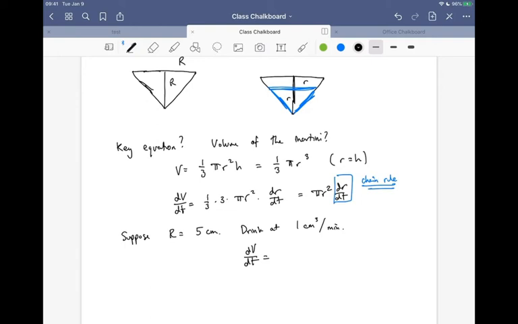All right, so why is it negative 1 instead of 1?